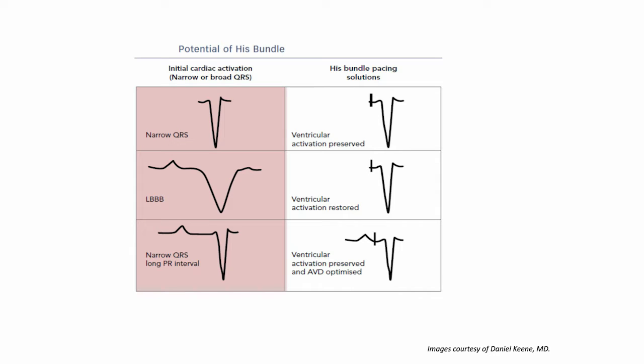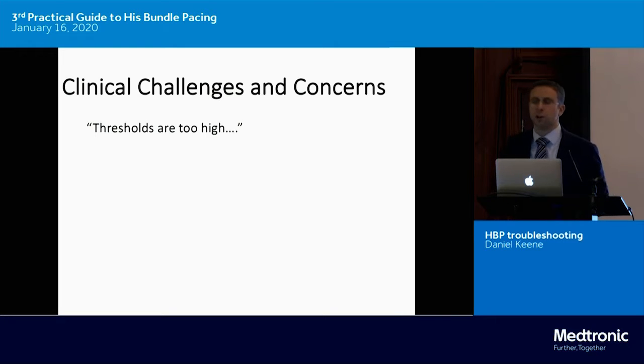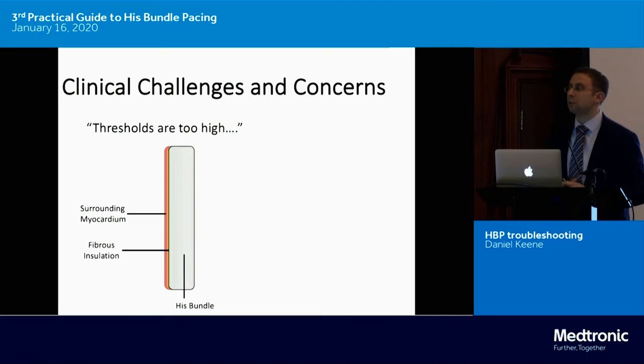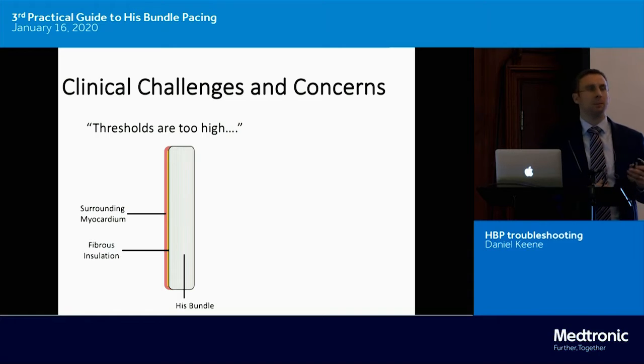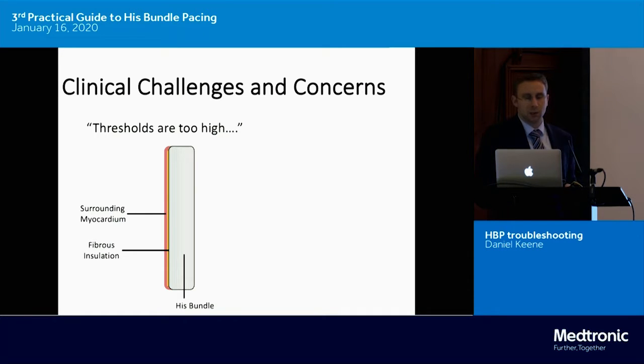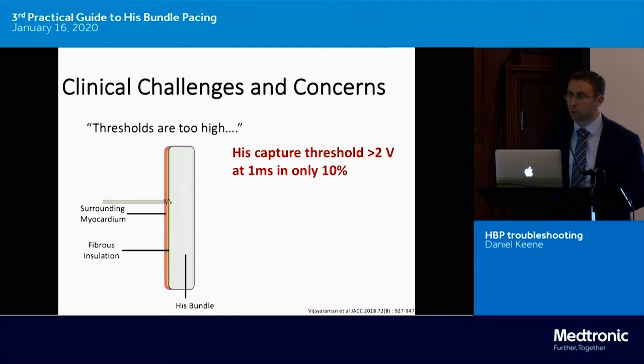The problem is, sometimes there can be issues. Some of these issues can be programmed around, but unfortunately, some do need lead reintervention. You sometimes hear concerns that thresholds with HIS bundle pacing are too high. These higher thresholds can sometimes be caused if the lead tip is not deployed fully so that it penetrates through any fibrous insulation around the HIS bundle. And you can see what I mean here for those of you looking at this screen. This fibrous insulation, you want to make sure that your lead really gets right through to make sure that you've got reasonable thresholds.